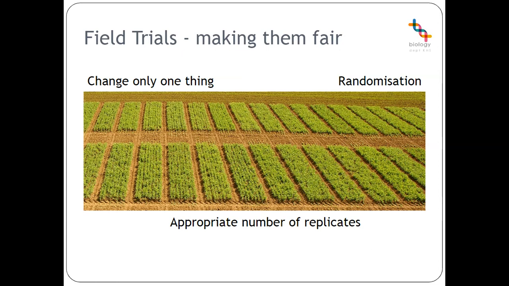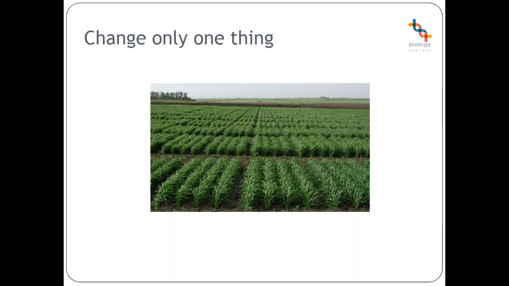And in order to make our field trials fair, we're trying to make sure we change only one thing, that we randomise where those plots are, and that we carry out an appropriate number of replicates. So when it comes to changing only one thing, we want to try and keep our size of plots the same. We want to keep planting density, so the number of plants in that plot should be the same. We want to try and control as many conditions as possible to make sure that any impact is due to the variable that we're investigating.